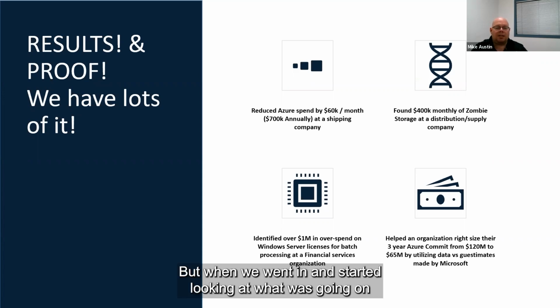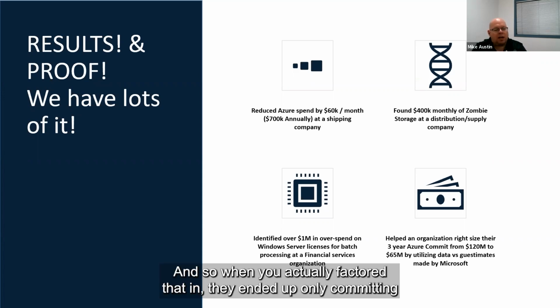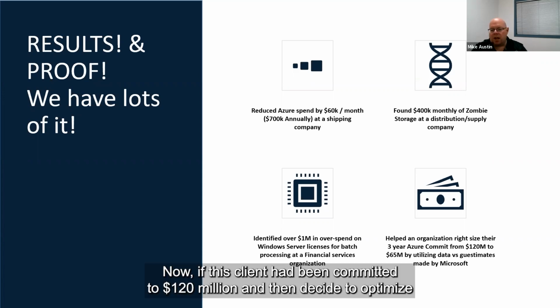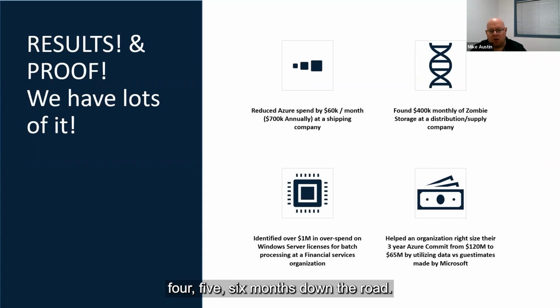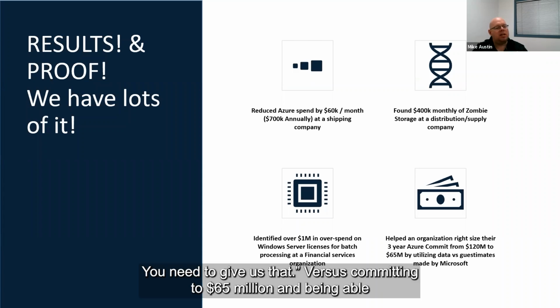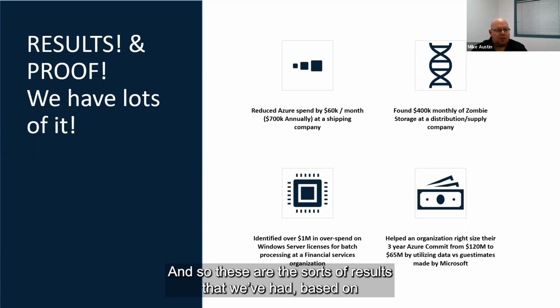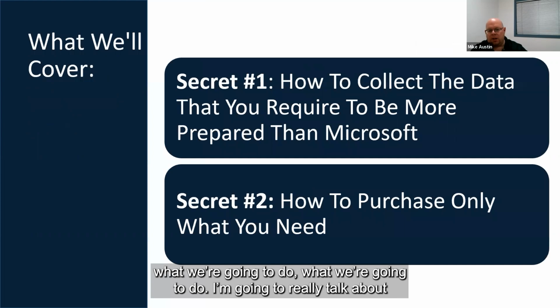But when we went in and started looking at what was going on and optimized, their run rate was way too high. And so when you actually factored that in, they ended up only committing to $65 million. Now, if this client had committed to $120 million and then decided to optimize 4, 5, 6 months down the road, they would have been stuck, because Microsoft's like, you committed to it, that's our money, you need to give us that, versus committing to $65 million and being able to burn that and use that up over the 3-year commitment. These are the sorts of results that we've had.